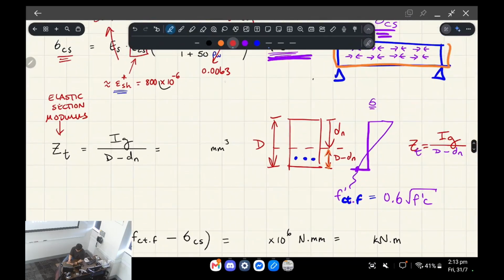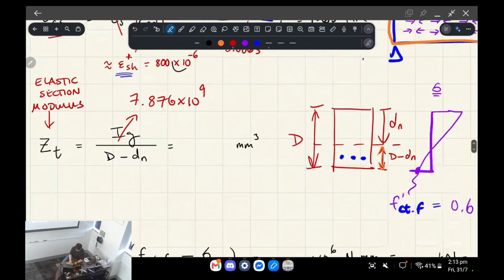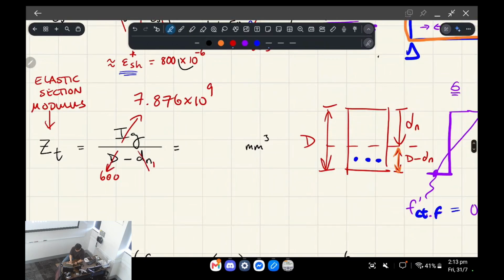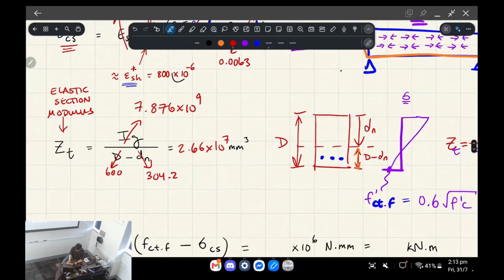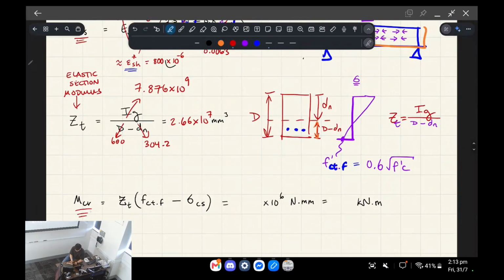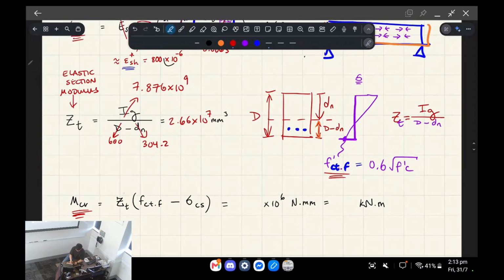So basically, let's calculate Z for now. We put in the uncracked moment of inertia, and we put in D equal to 600, and we put in the depth to neutral axis. This is the uncracked stage's depth to the neutral axis, by the way, giving us this. Okay, so now, if we want to calculate the cracking moment, we need to multiply this elastic section modulus by the fracture stress. So we put that in like so. But then here, we're going to plug in this.